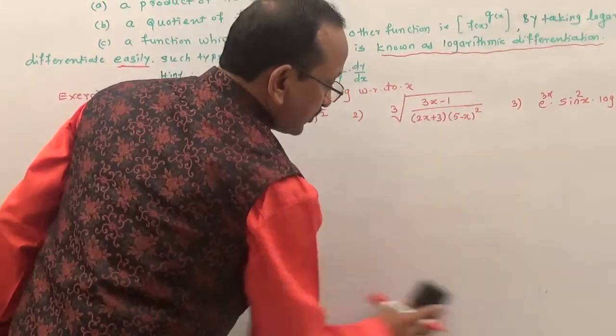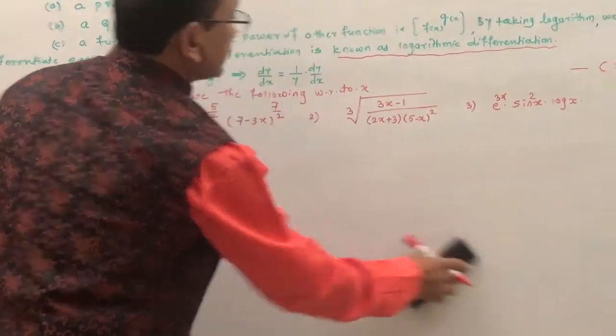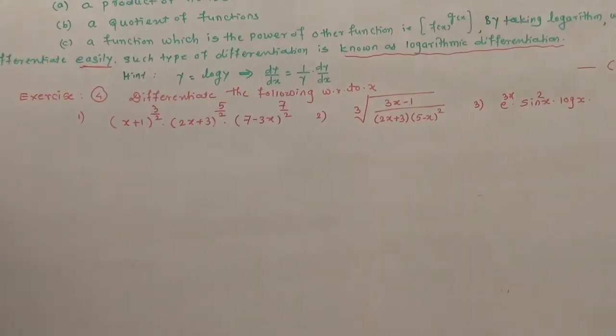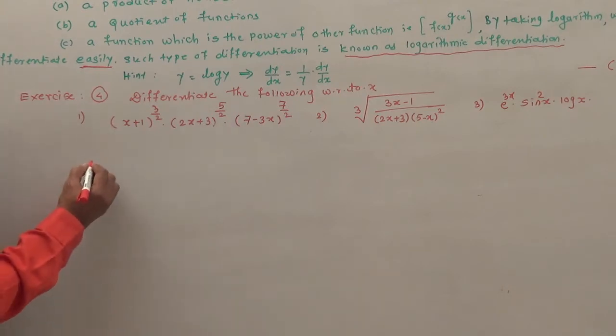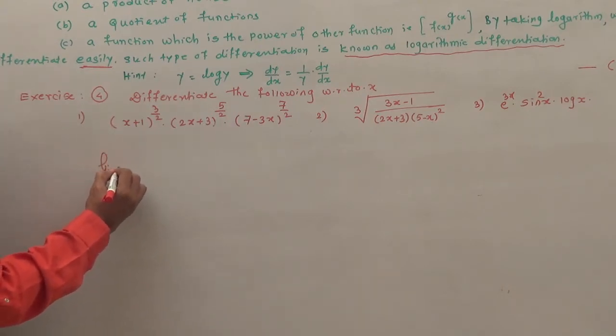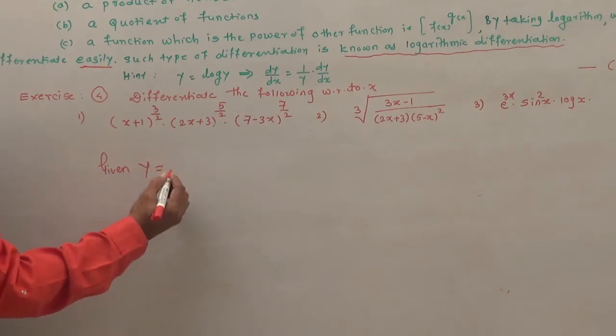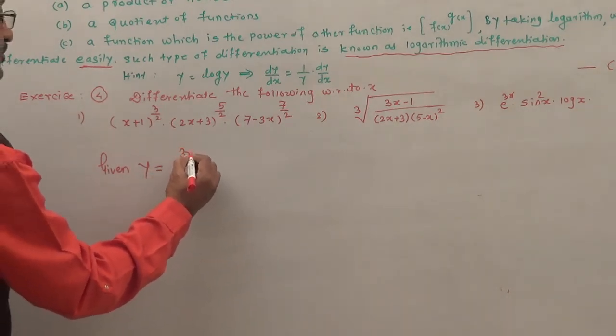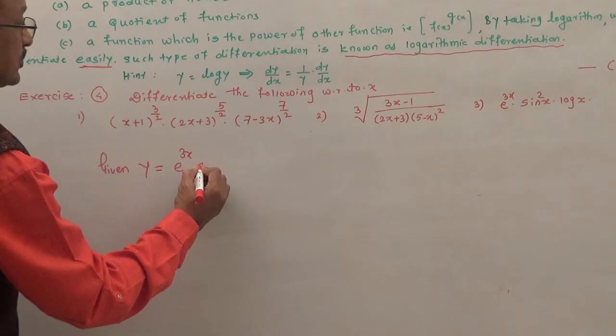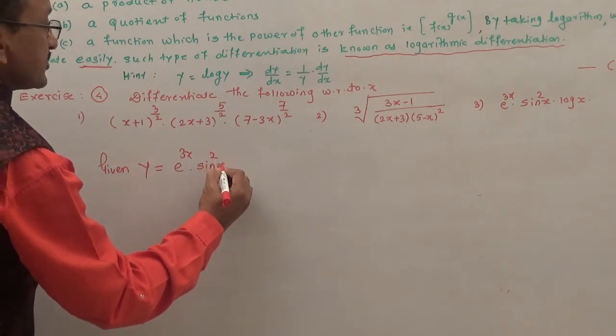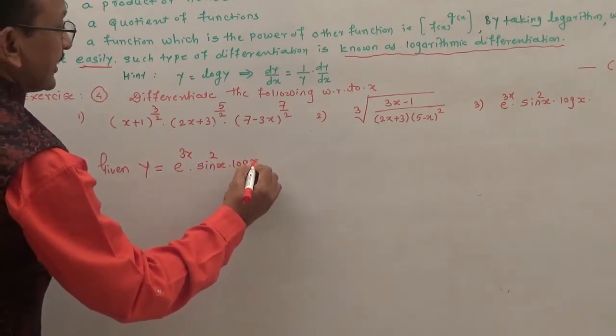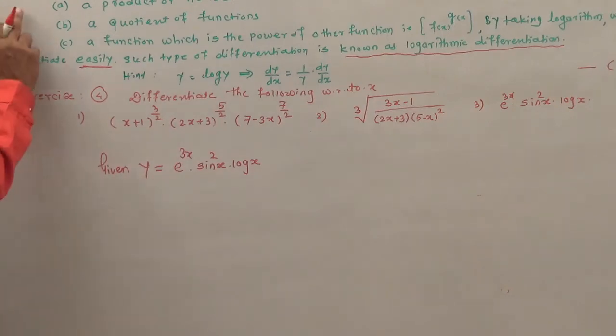So now third one. This is a very important part. This is a very important type, logarithmic differentiation. One example is always asked in your question paper for 2 or 3 marks. Now given y is equal to e raised to power 3x into sin square x into log of x, meaning the example is of the type of a product of a number of functions.